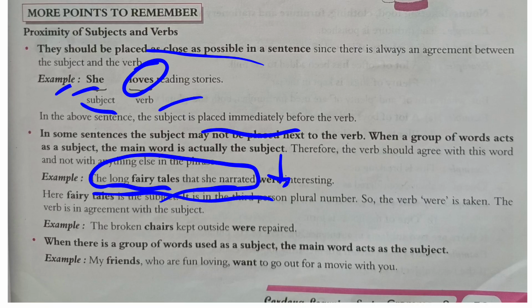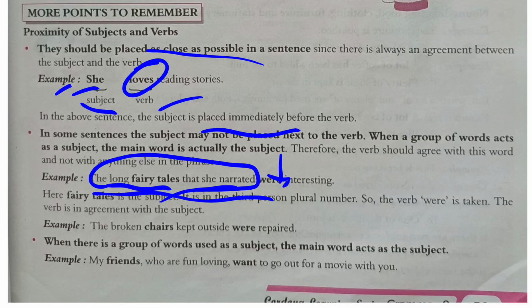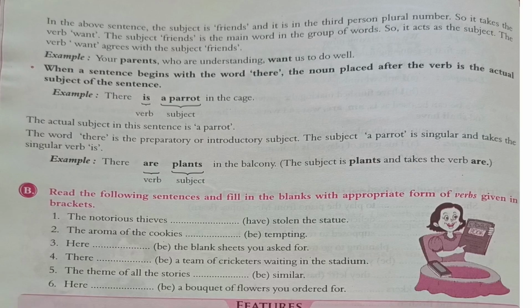with some more example. In the above sentence, the subject is friends. This one is the example. My friends who are fun-loving want to go out for a movie with you. So here in the above sentence, the subject is friends and it is the third person plural number. So it takes the verb want. इसमें हम s और es नहीं लगाएंगे क्योंकि s और es लगा करके हम singular बनाते हैं. और यहाँ पर friends जो है वो third person plural है, तो हम यहाँ पे want का use करेंगे. Clear?